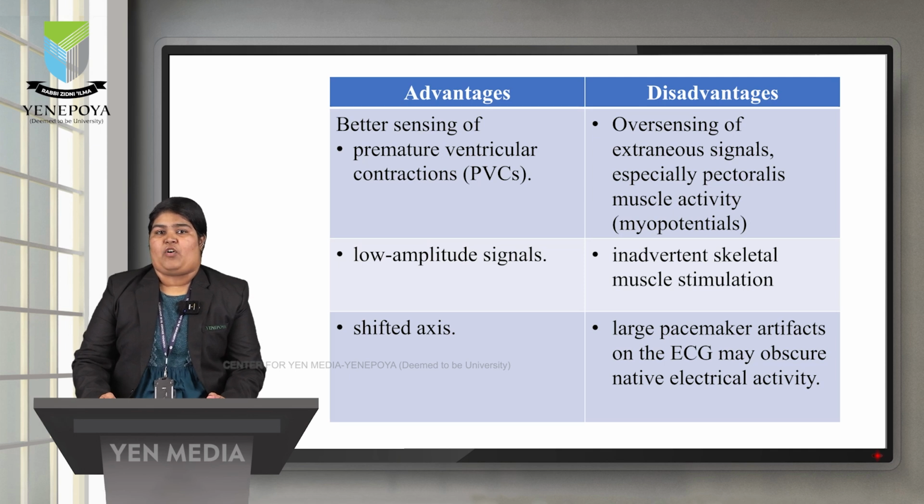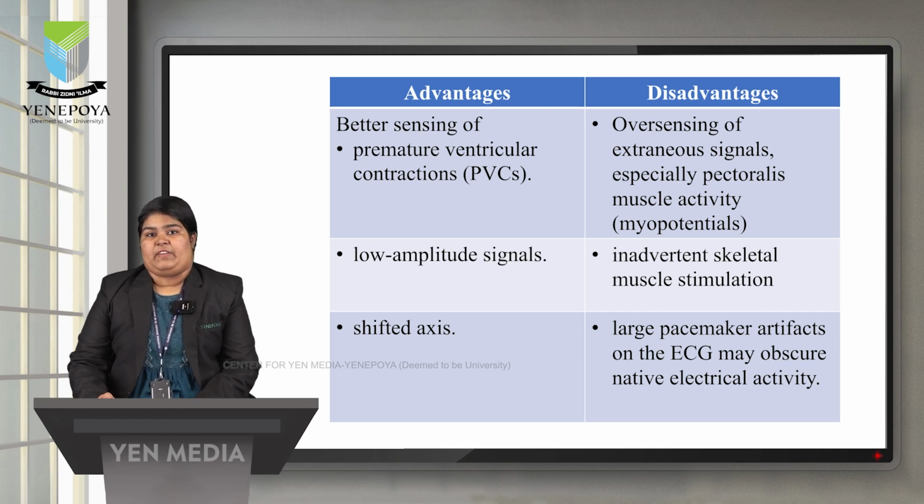The advantages of this unipolar lead are better sensing of premature ventricular complexes, and it can also sense low amplitude signals, and also in case of shifted axis. The disadvantages: there will be oversensing. Because of the oversensing, it can capture all the extra cardiac signals and skeletal muscle activation can also happen. So even though the band pass filter is present, it can capture all the unwanted signals which will lead to current loss. And because of this, large pacemaker artifacts can be generated when we are seeing the ECG.